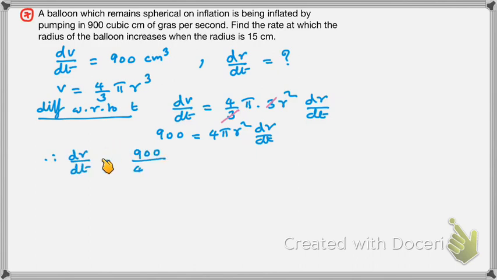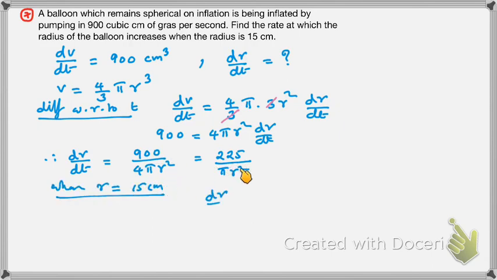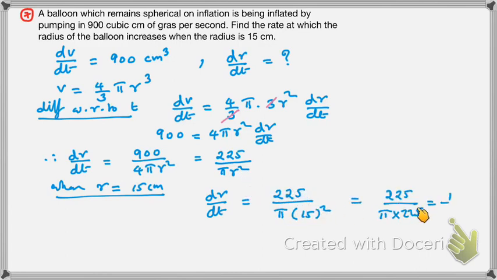So I solve for dr by dt. So dr by dt is, 4 pi r square goes to the other side and divides 900, so 900 by 4 pi r square. And in the question they say the radius is 15 centimeter, so I use that value now. So this is actually 900 by 4 is 225 by pi r square. So 4 cancels with 900, 225, and I put the value of r in. When r is 15, 225 divided by pi into 15 square. 15 square is another 225, so it gives me 1 by pi centimeter per second. So that's the rate at which the radius is increasing.